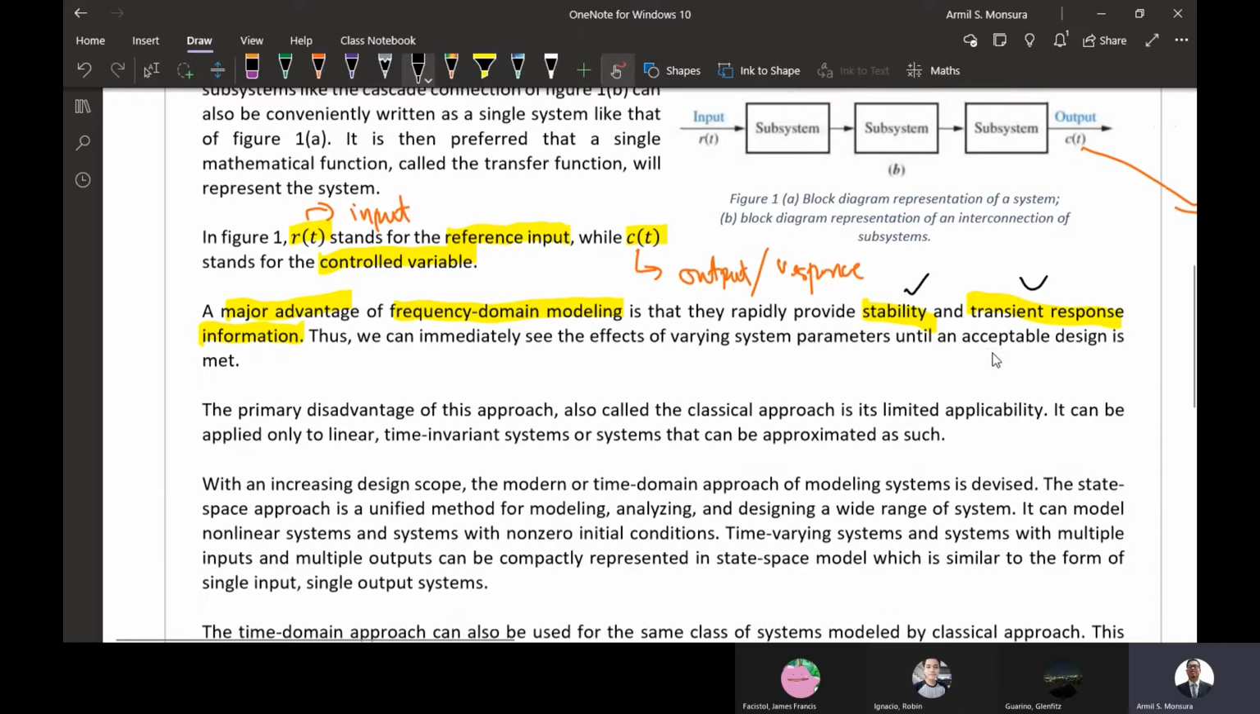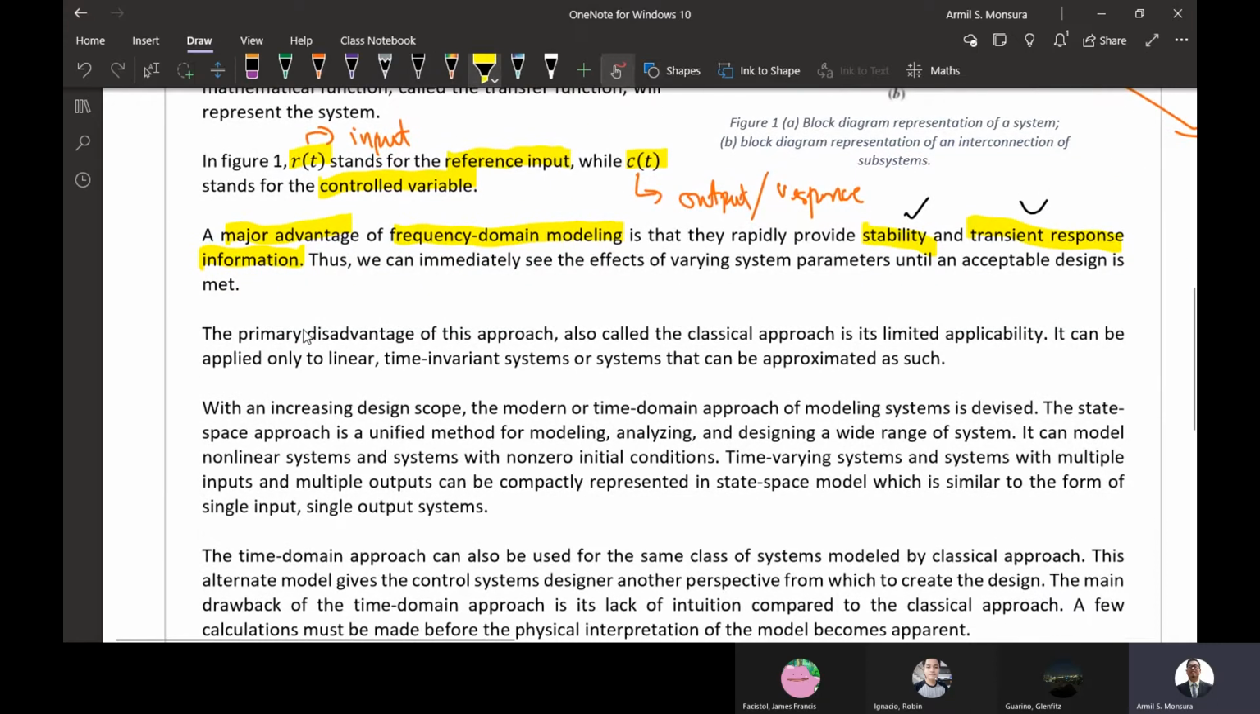Okay? The problem with your transfer function is its applicability. It is somewhat limited, because we will limit the application of the transfer function to linear time invariant systems, or those that can be approximated as linear time invariant systems. Another limitation of our transfer function modeling is that we will have to consider the initial conditions to be 0.